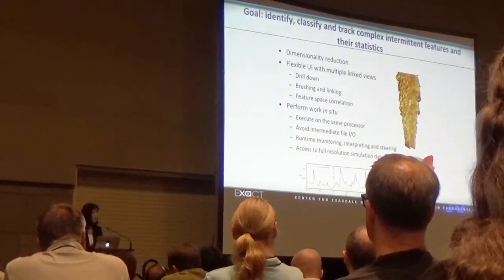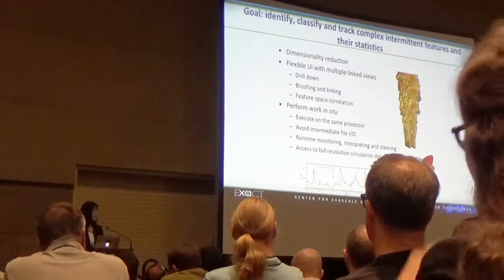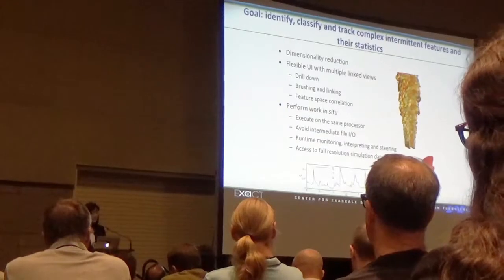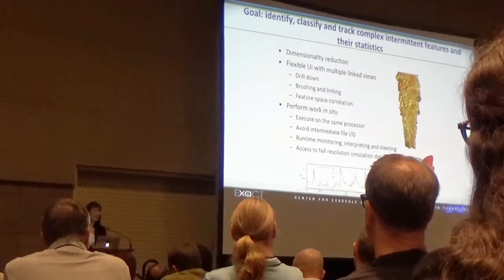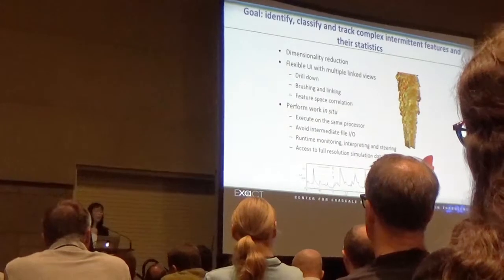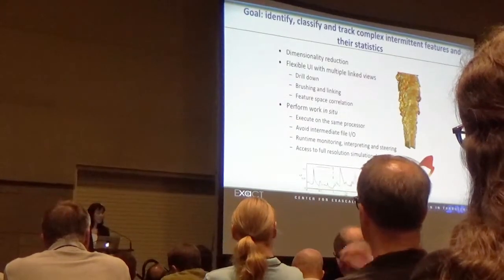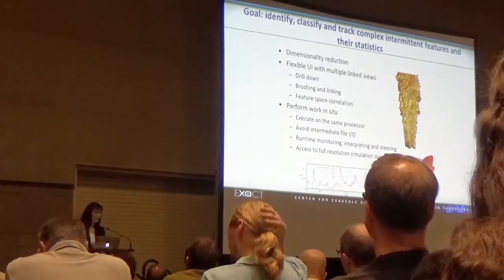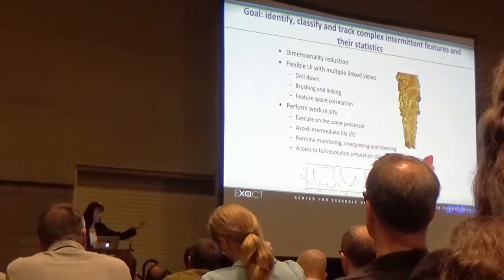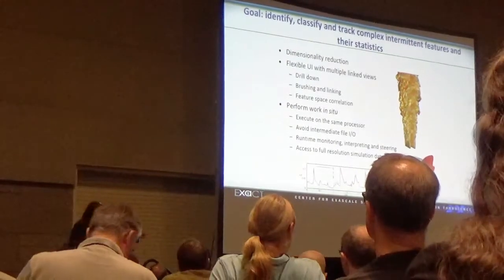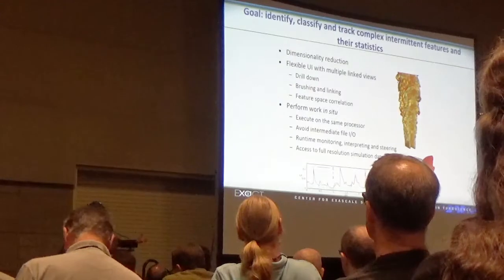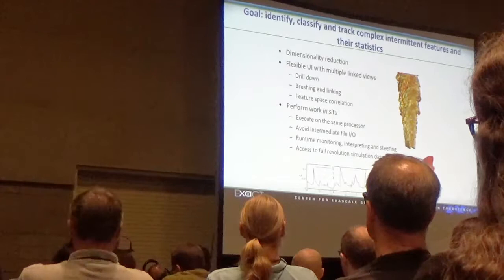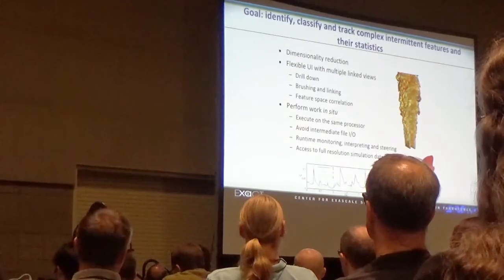So let me go through a few case studies in combustion that use and need this in-situ framework. The first one has to do with identifying, classifying, and tracking some of these complex intermittent features and their statistics. So for example, in combustion, we're concerned about localized extinction, that is where the flame goes out when the strain rate or the turbulence is too intense. And if that extinction, localized pockets of extinction is pervasive, then you can have blowout and your, for example, airplane would stall, which would be very undesirable.